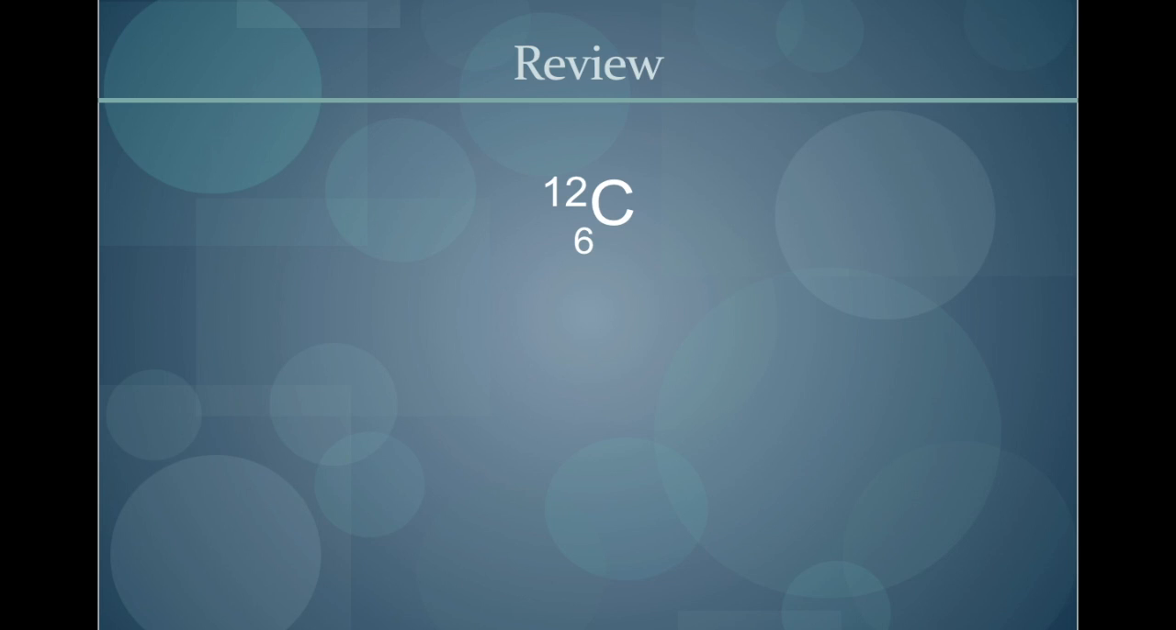First of all, this is an atomic symbol for carbon, and you can see that there's two numbers to the left, a superscript and a subscript. You may remember from the very beginning of the semester that the superscript is the mass number, which is the total number of protons plus neutrons in the nucleus. So remember, a proton and a neutron each have a mass of about 1 atomic mass unit. So if you have a total of 12 protons plus neutrons, you're going to have a mass number of 12. The bottom number is the atomic number, which is the number of protons in the nucleus.